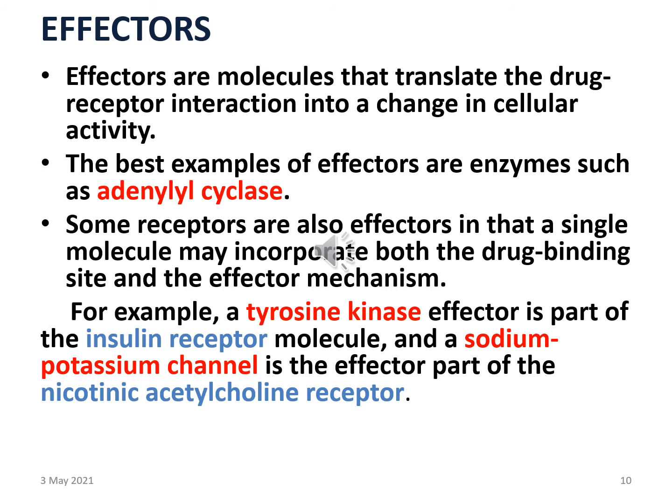Now, effectors are molecules that translate the drug-receptor interaction into a change in cellular activity. The best example of effectors are enzymes such as adenylyl cyclase. Some receptors are also effectors, in that a single molecule may incorporate both the drug binding site and the effector mechanism. For example, the tyrosine kinase effector is part of the insulin receptor molecule, and a sodium-potassium channel is the effector part of the nicotinic acetylcholine receptor. That means when insulin binds to its receptor, tyrosine kinase is stimulated. When acetylcholine binds to its receptor, the sodium-potassium channel is affected. This is what an effector means.